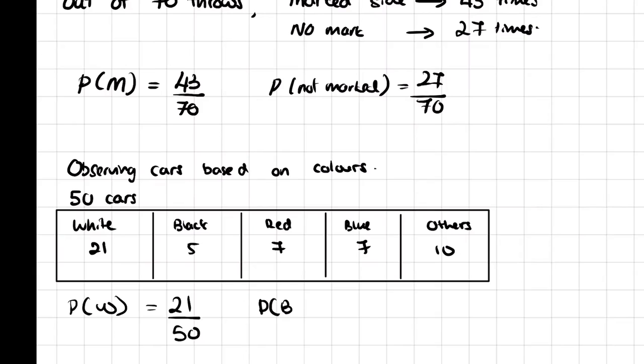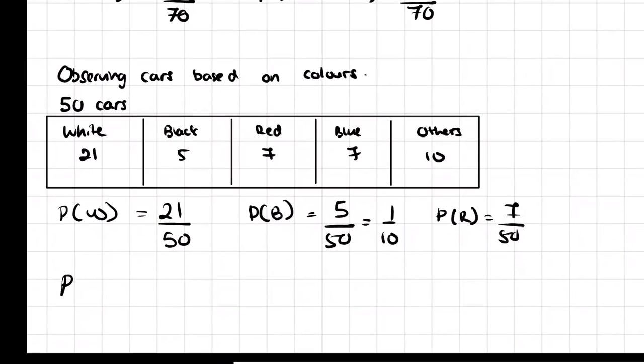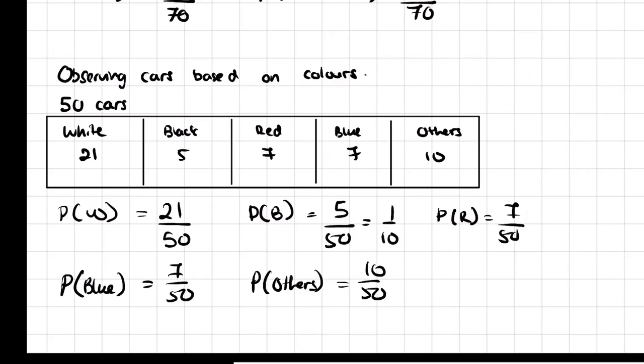Probability of seeing a black car would be 5 over 50, which in turn becomes 1 over 10. Probability of a red car will be 7 over 50. Probability of a blue car would be 7 over 50. Probability of other cars would be 10 over 50, which is 1 over 5.